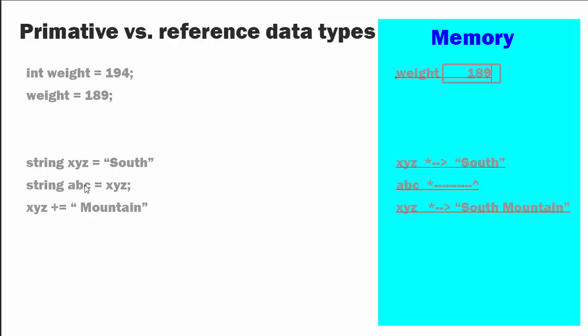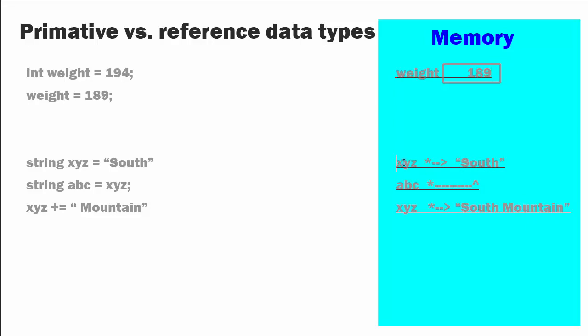If I were to create another variable, let's say another string variable of abc equals xyz, what happens here is it creates a pointer to that location of xyz. It does not create another variable of the same value. Now, here comes the tricky part. If I were to concatenate to xyz, so xyz plus equals mountain. Now the value is South Mountain, but it doesn't change necessarily this location.